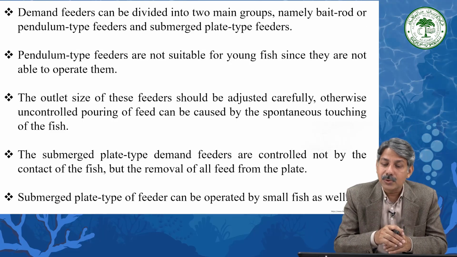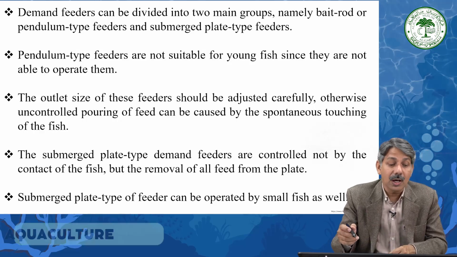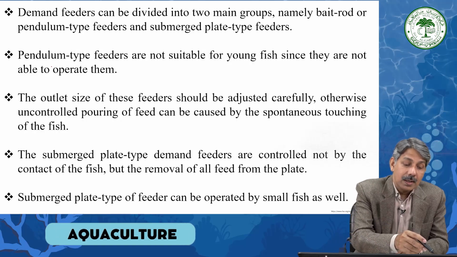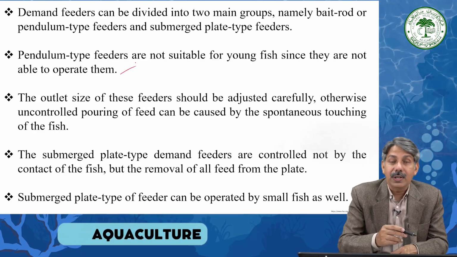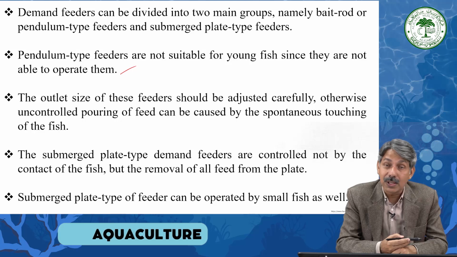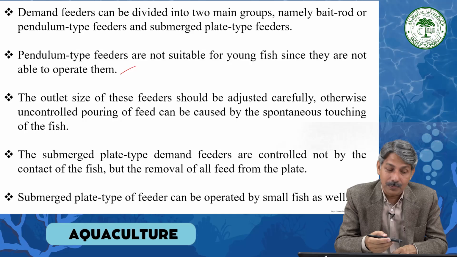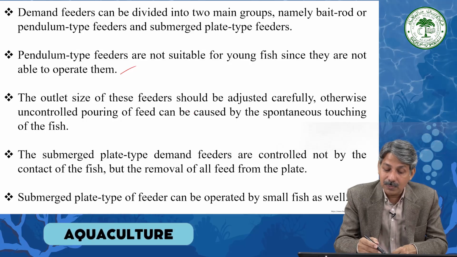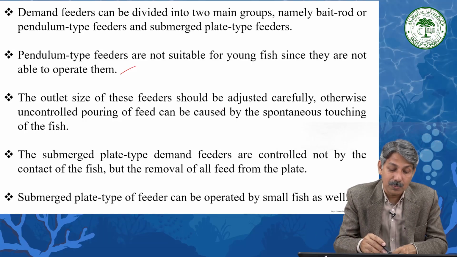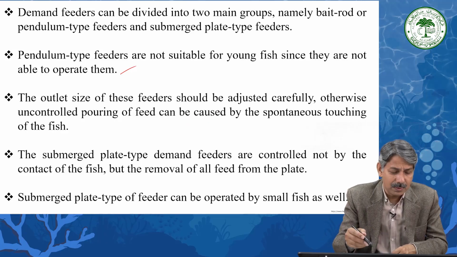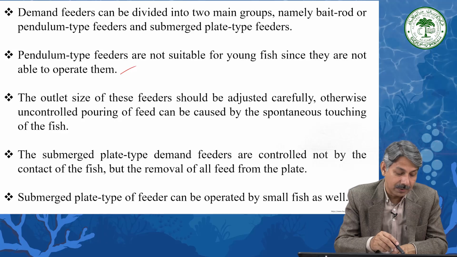Demand feeders can be divided into two main groups, namely bait rod or pendulum type feeders and submerged plate type feeders. Pendulum type feeders are not suitable for young fish, since young fish will not be able to move the pendulum, and when the pendulum is not moved, feed will not come down. The outlet size of pendulum type feeders should be adjusted carefully, otherwise uncontrolled pouring of feed can be caused by the spontaneous touching of the fish. So, whichever demand feeder we are using, these points should be taken into consideration carefully.